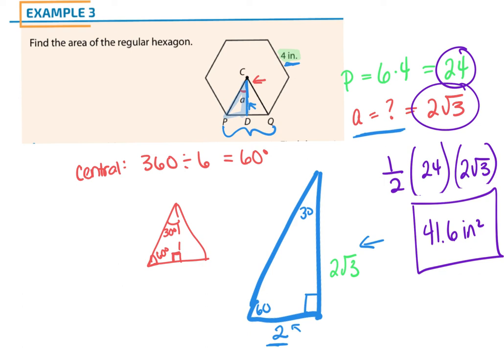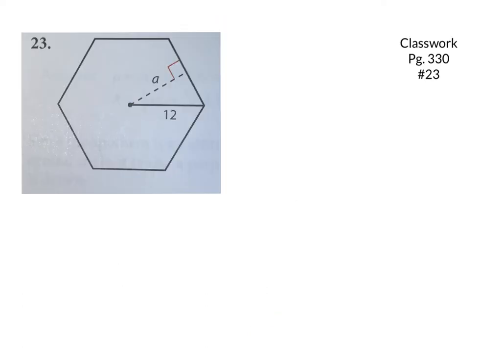So I want you to try one of these. In this case, pay attention, they gave you the hypotenuse of your special right triangle. So you're going to use that to solve for your side length, or at least half of your side length, and your apothem to get perimeter in order to get your area.